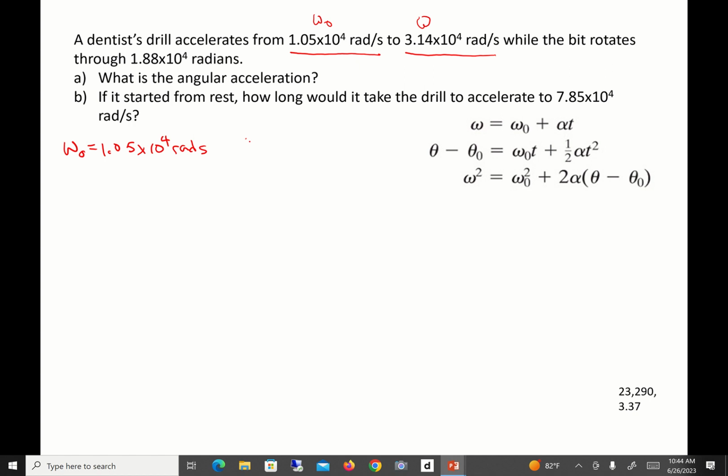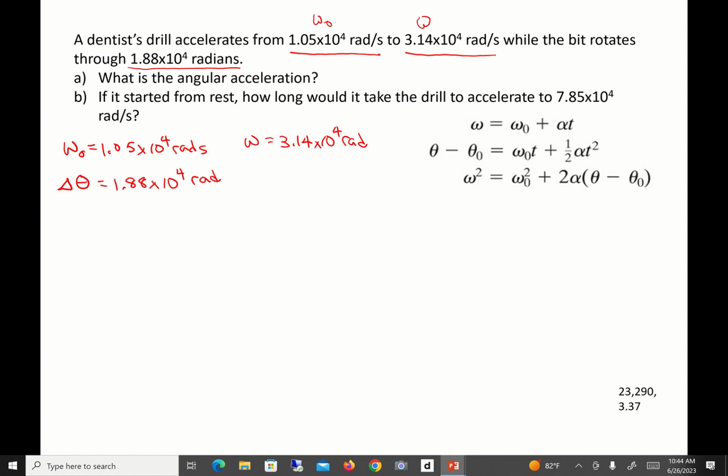And omega final is 3.14 times 10 to the 4 radians per second. And the bit rotates through 1.88 times 10 to the 4 radians. So if it's got a unit of radians, that must be displacement. So delta theta is 1.88 times 10 to the 4. And these numbers are so big because the dentist drill, you know, it makes that real screeching sound. That's because it's going so fast.